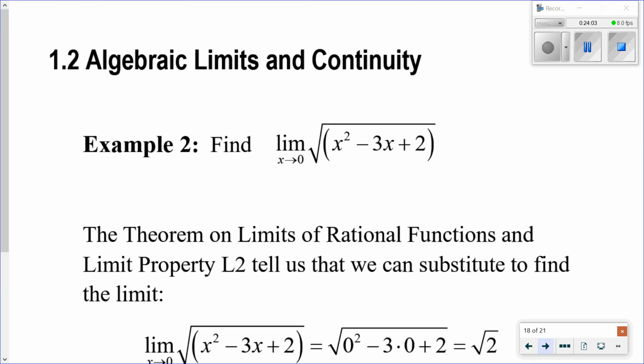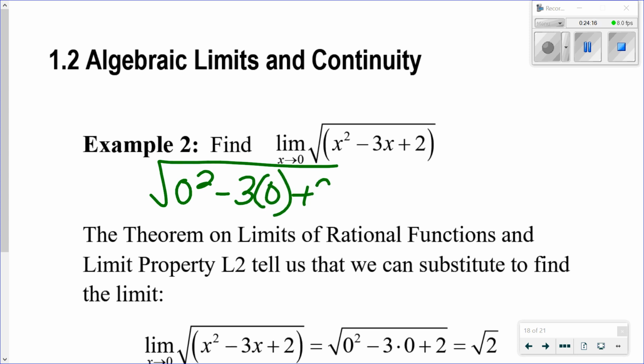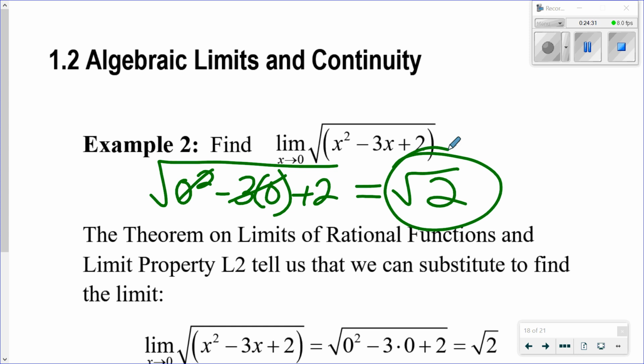Okay, so let's look at this one. We have the limit as x approaches 0. Well, let's see if it works. 0 squared minus 3 times 0 plus 2. Okay, so 0 squared, well, that's 0. Minus 3 times 0, that's still 0. So when I simplify this, I have the square root of 2. So that is my limit. When I plugged 0 in, my answer was square root of 2. So that was the limit as x approaches 0.